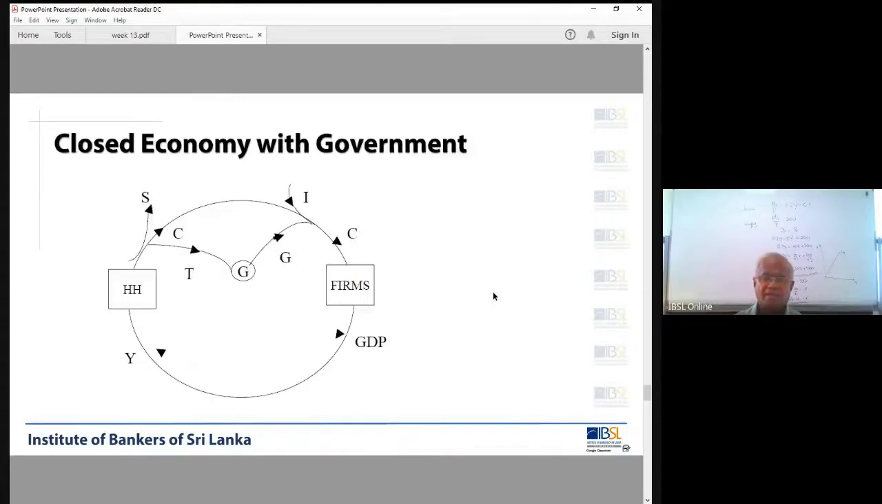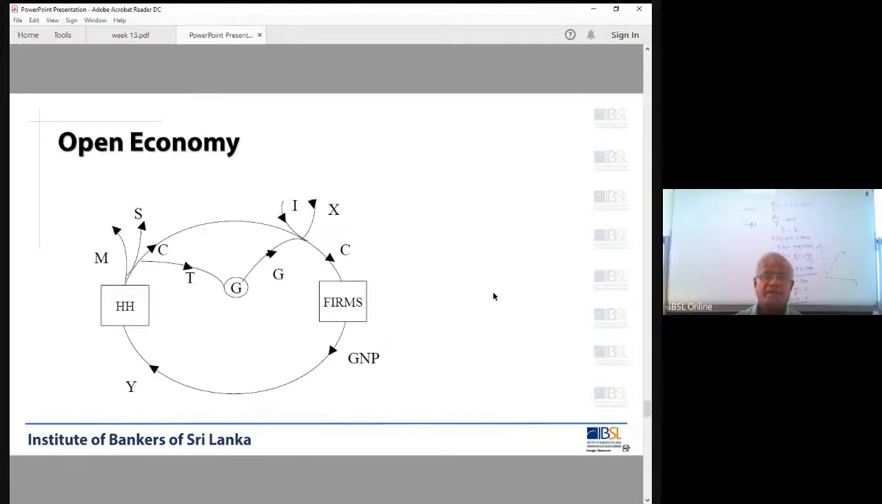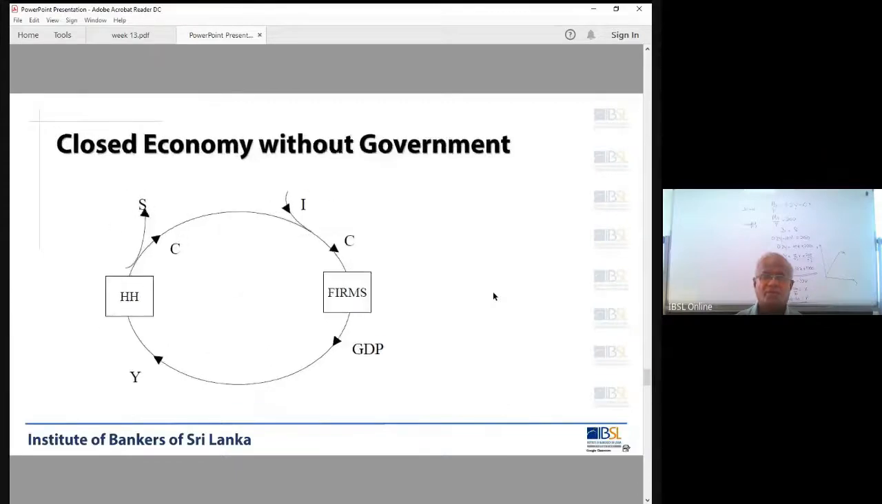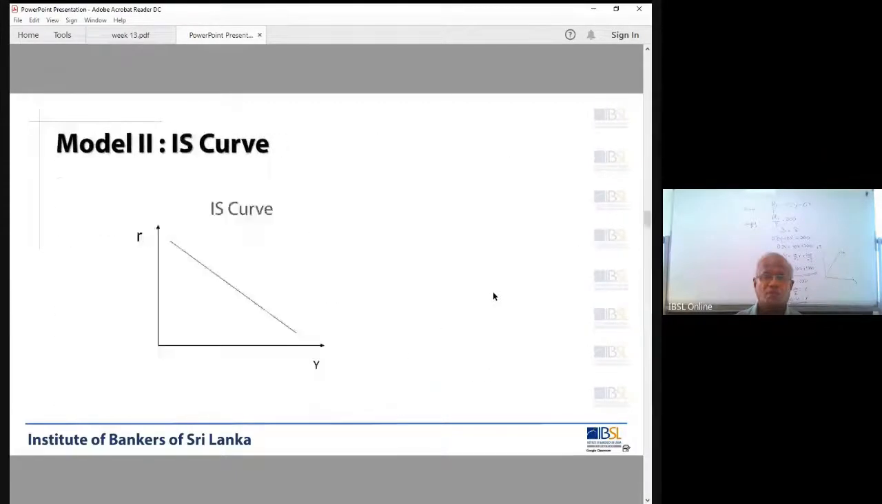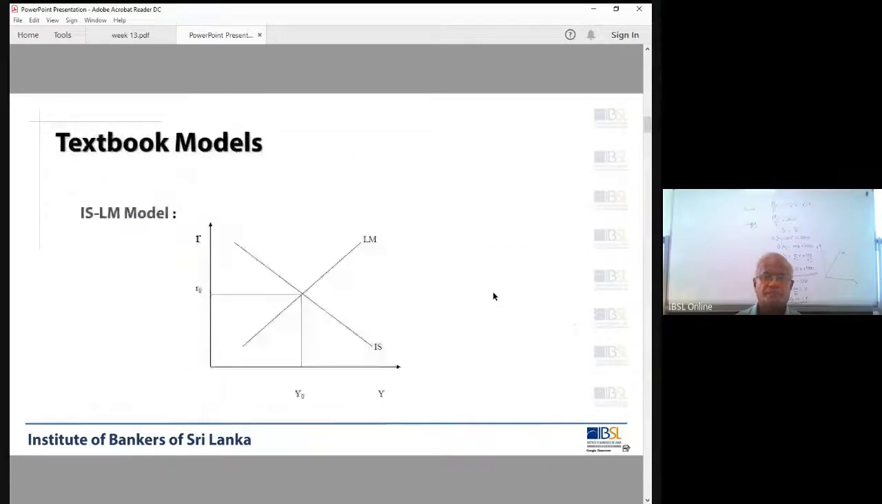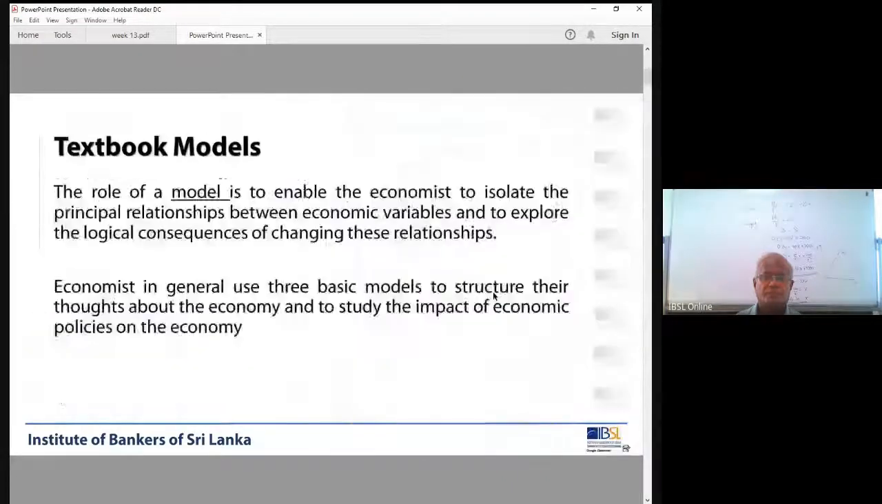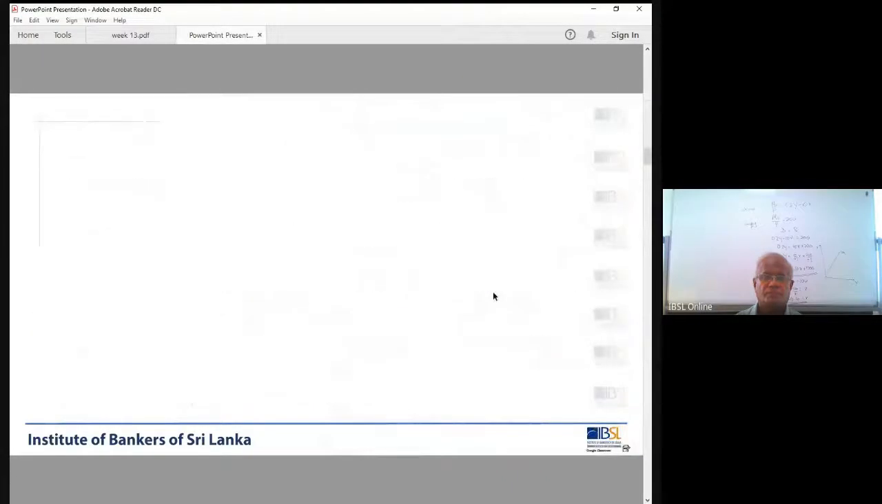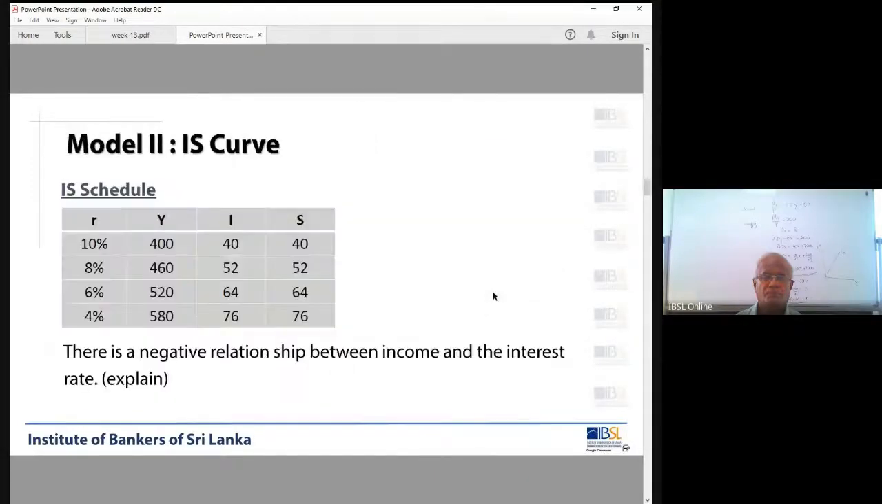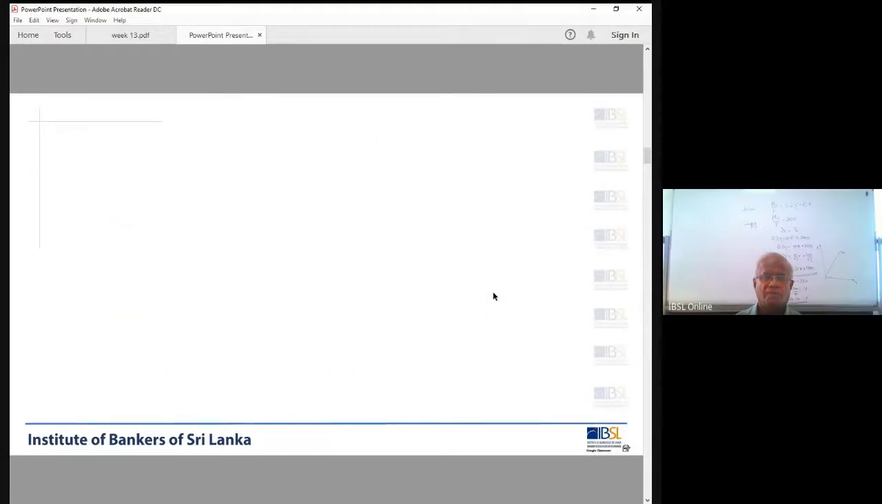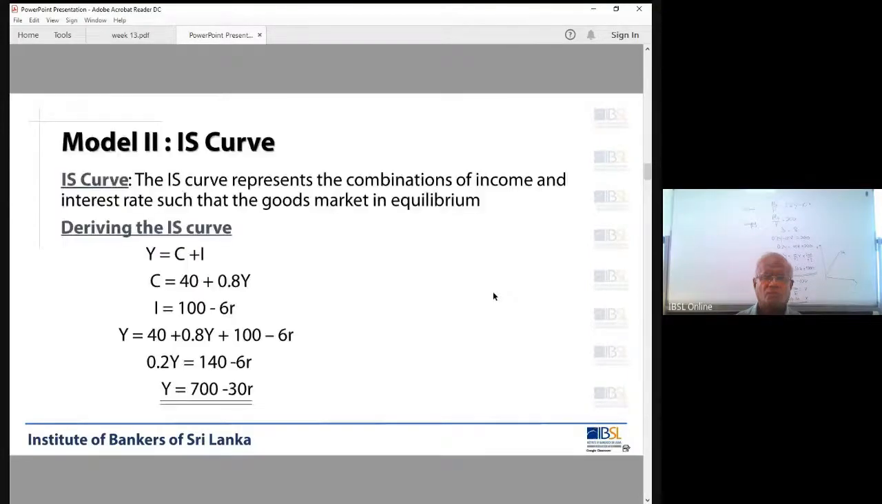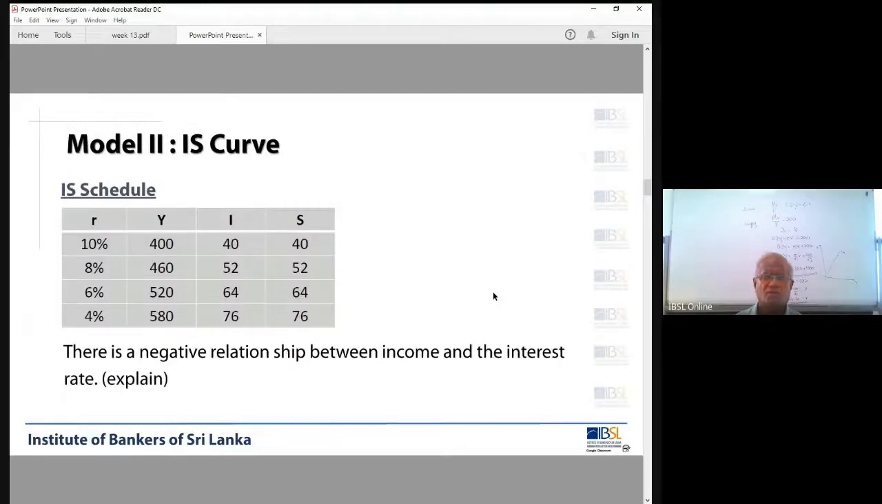I think we have finished today's lecture. This is part 1, the first model, the simple model we discussed with that diagram: a closed economy without government.